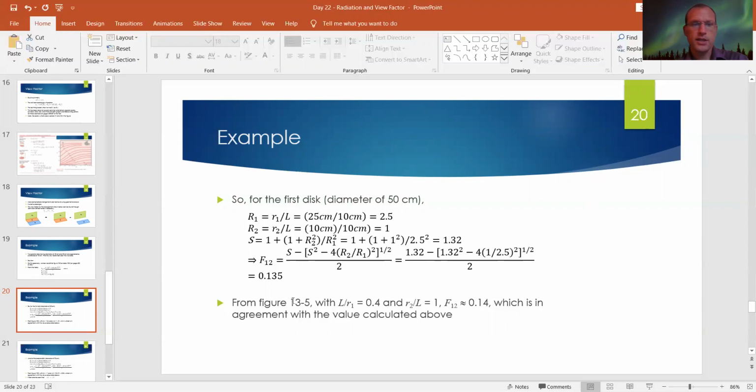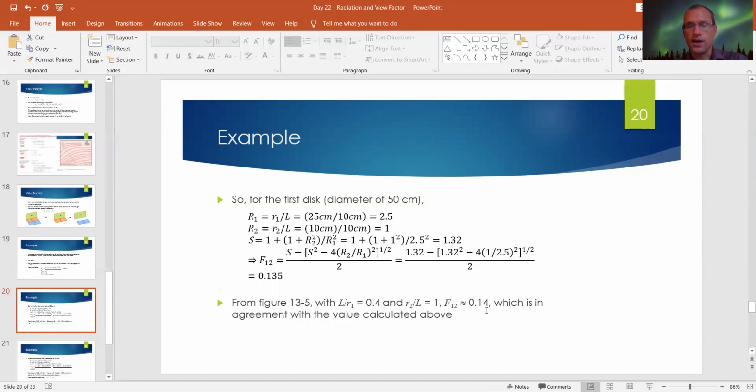Again, I can do that same thing with the figure, figure 13.5. It needs a value of L over R1, which is 0.4. It's kind of the opposite of this big R1. It needs an R2 over L, which is, again, calculated to be 1. From that figure, I can find an F12 roughly 0.14.